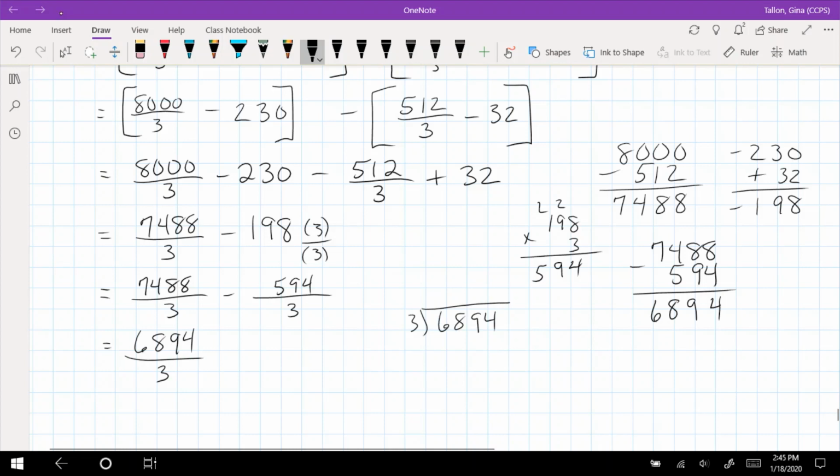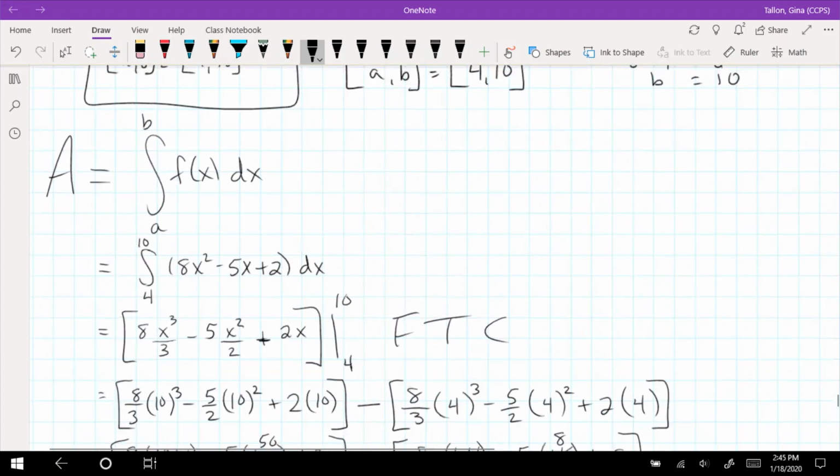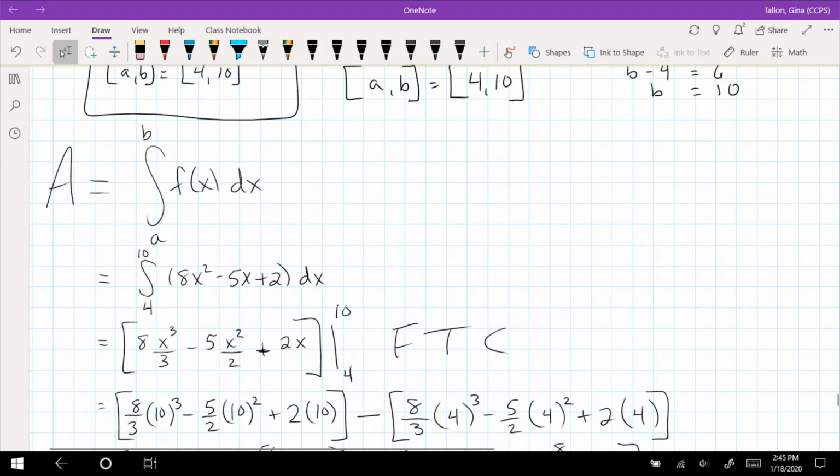And yes, of course, I want to see what that is. 6,894 divided by 3. We're looking at 2, 2. This gives me 29. 2 times 9 is 27. 24. This gives me a perfect number? How is that possible? I guess it is. I say a perfect number, I mean an integer value of 2,298. And that ends up being the area bounded by my function y equals 8x squared minus 5x plus 2 between 4 and 10.